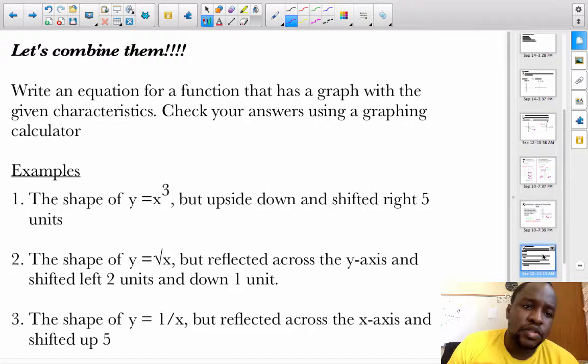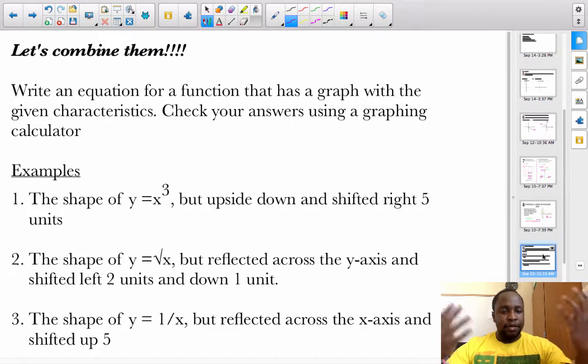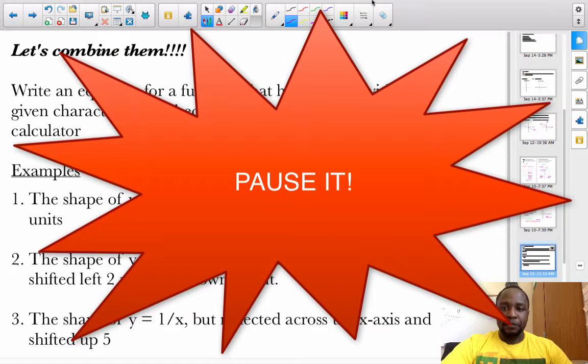So now let's write an equation for a function that has a graph with the given characteristics. Check your answers using a graphing calculator. So please pause the video, read the examples, and then please start playing the video again.